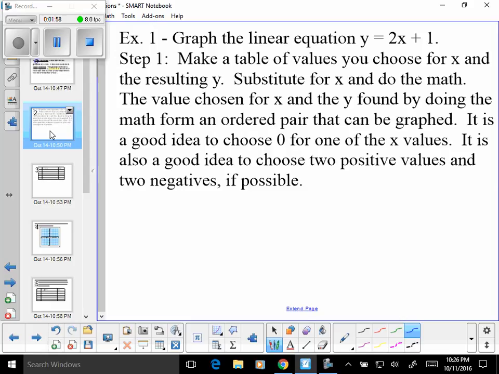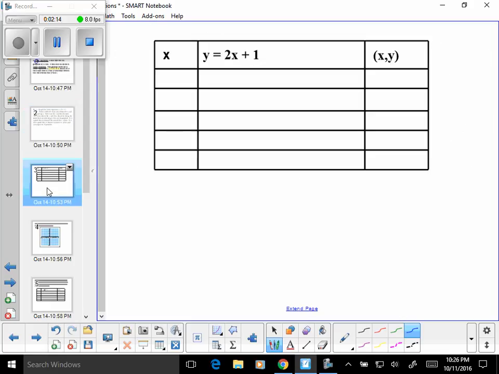That will actually give you the y-intercept. It is also a good idea to choose 2 positive values and 2 negative values if possible. Now, sometimes your graph is too small and you just can't do it. This is one type of a function table, and I'm going to start out with 0.